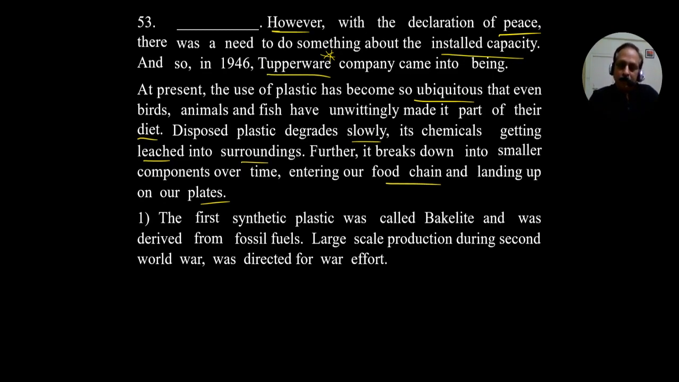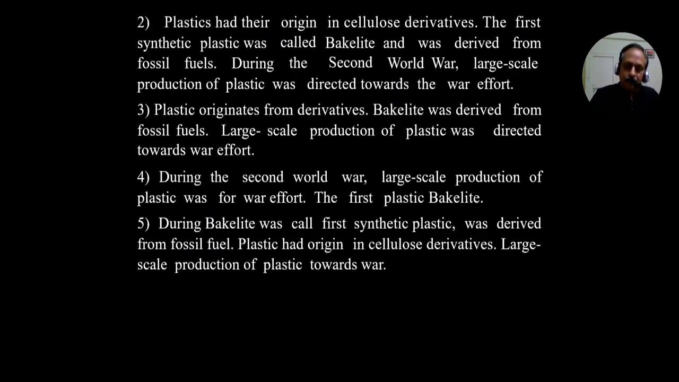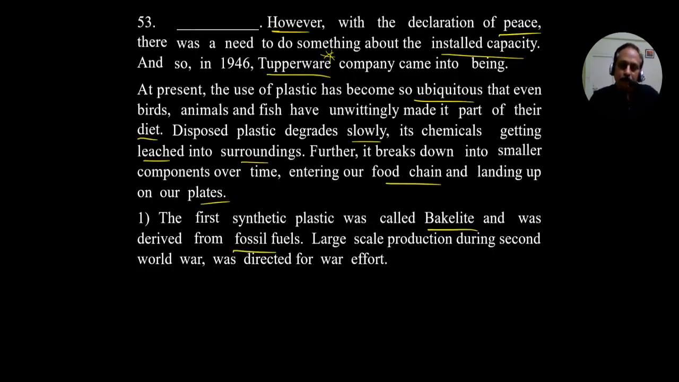The first synthetic plastic was called bakelite and was derived from fossil fuels. Large-scale production during Second World War was directed for war effort. Hold this one. The next one. Here, the first synthetic plastic was called bakelite. It starts with the first synthetic plastic was called bakelite and was derived from fossil fuels. There are two dimensions, one naming dimension, the other the source dimension, derived from fossil fuels.